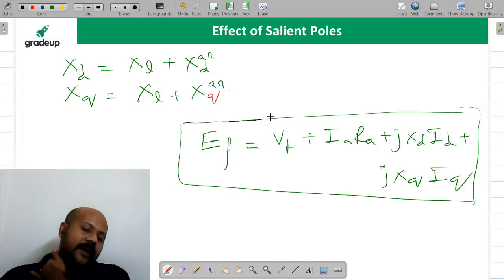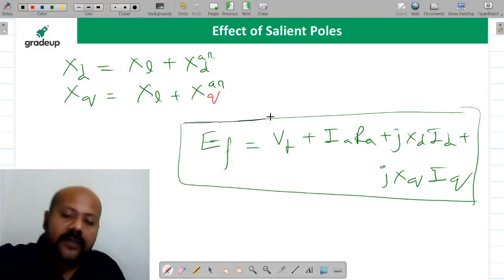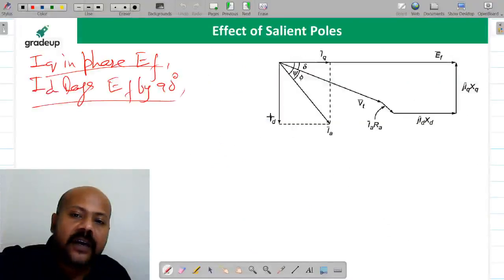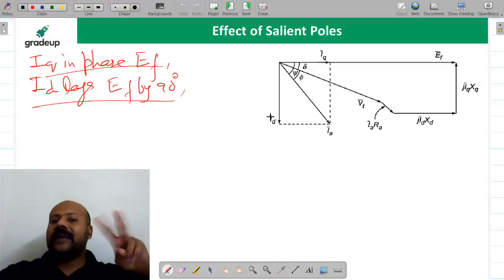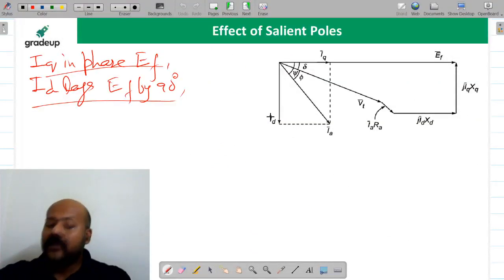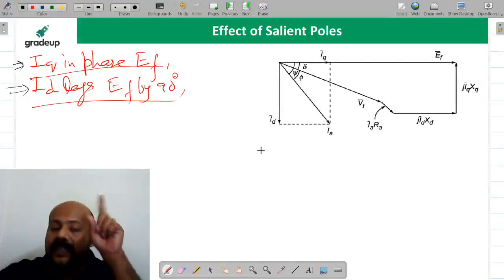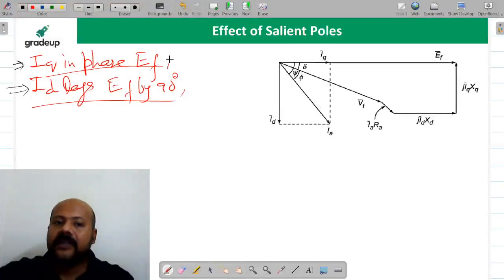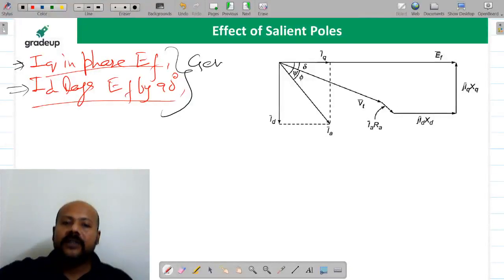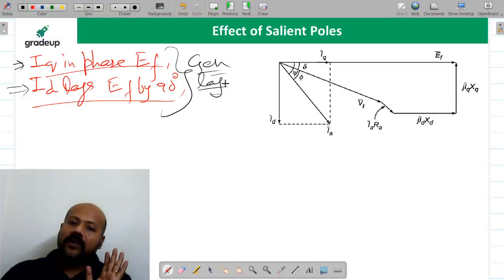Is it clear beta? So I will just make you understand this phasor diagram, and the rest two diagrams we are going to discuss in the next class, then only you will understand. Now you focus here. 2 points you just understand. IQ is going to be in phase with EF and ID is going to lag EF by 90 degrees. These two conditions we are saying for the generator case and lagging power factor condition. I hope it is clear to all of you beta.